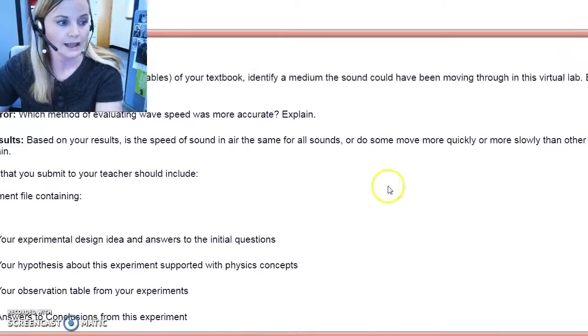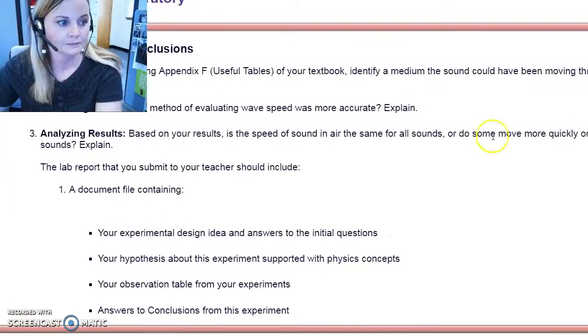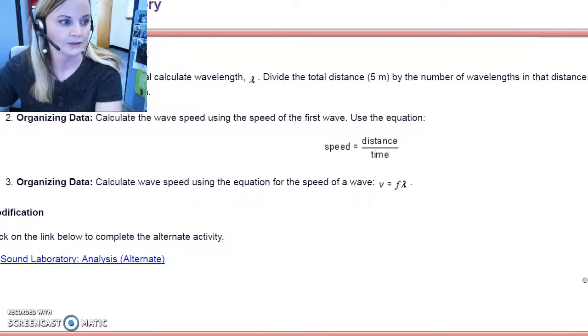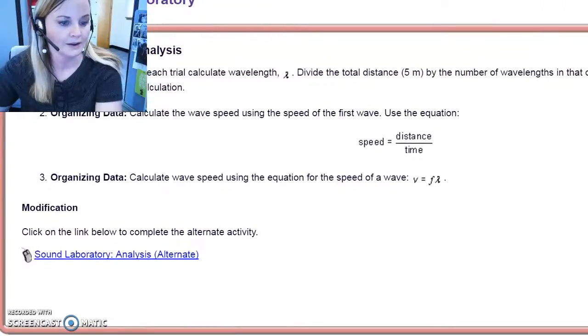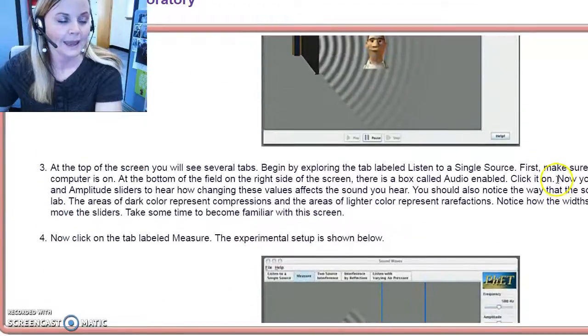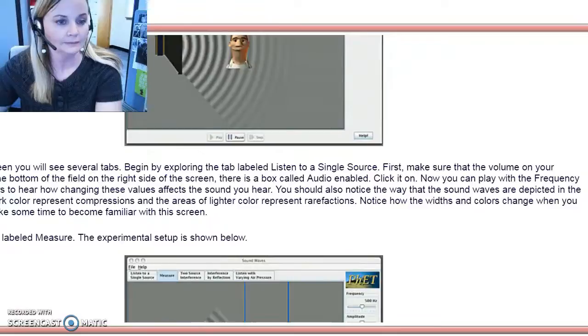Okay, so on slide 4, hang on a second. Oh, sorry about that. It's accidentally double clicked for me here. Oh, there we go. Forgot to scroll down. So you're going to see it says at the top of the screen you will see several tabs. Begin by exploring the tab labeled Listen to a Single Source. And it says first make sure the volume on your computer is on.